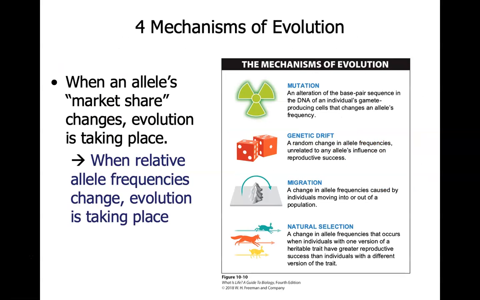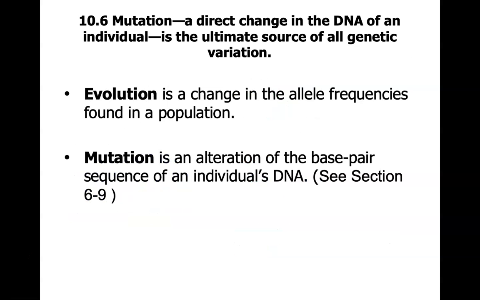So there are 4 major ways or processes that affect or cause evolution. All of these change the, quote, market share of alleles in the population. This means that as one allele goes up or down, the other one changes respectively. And anytime that happens, even a little bit, you have evolution taking place. So we're going to talk about each of these 4 mechanisms in a little bit more detail.